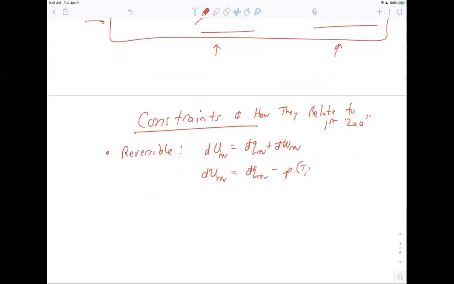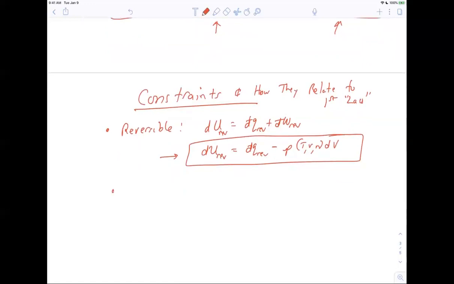pressure times dV. Okay. So as you may have seen already in some of your problems, or in future problems, if you're given a reversible process in a first law type of problem, you know that you can already use that constraint that the process is reversible, to write down this expression. Okay, you already know that. So constraints allow us to sort of now become more specific in terms of problem solutions.